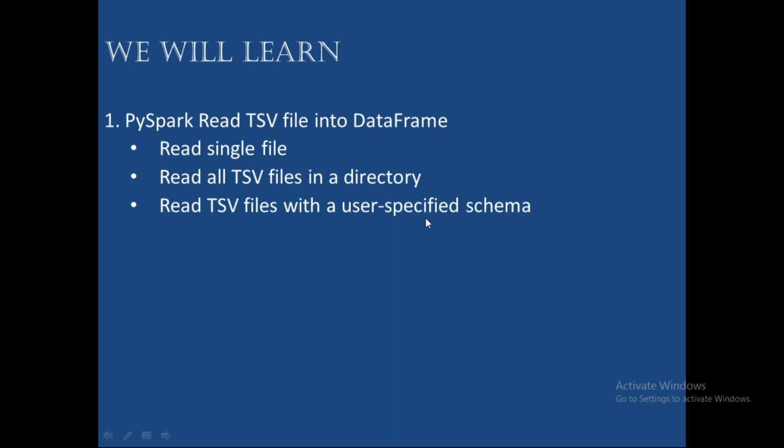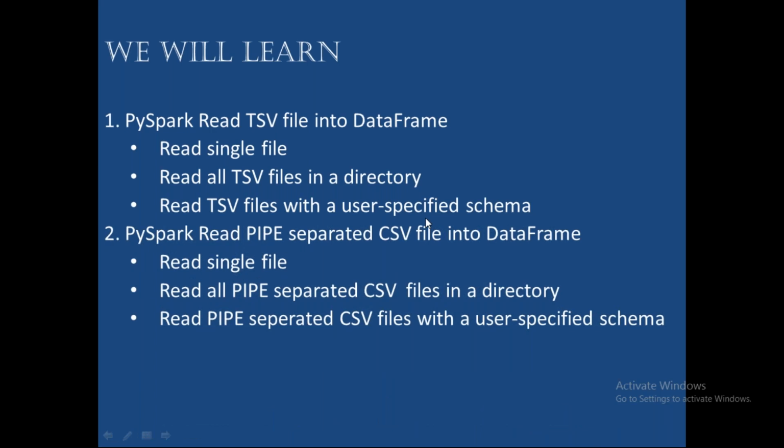What is TSV? Tab separated value. You already know CSV means comma separated value. Here it's a tab separated value, meaning a tab space will be there between each column. Okay, next we are going to talk about reading a pipe separated CSV file into a data frame. So instead of comma separated, this particular file will have all the columns separated with a pipe.